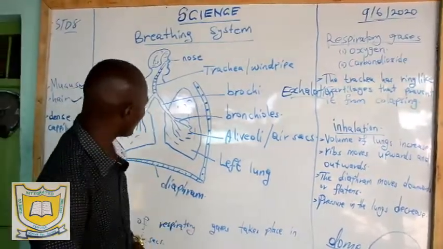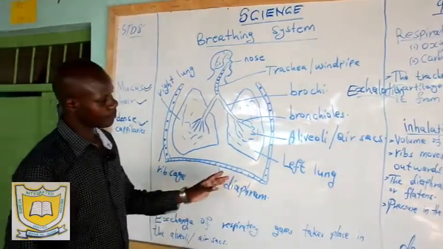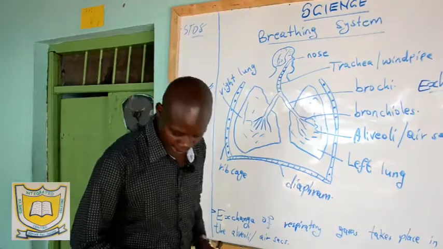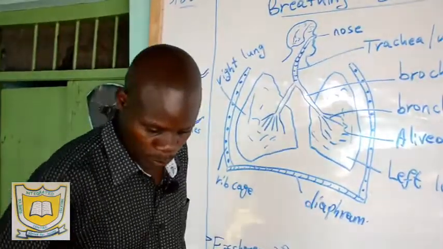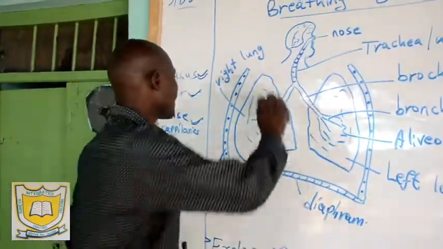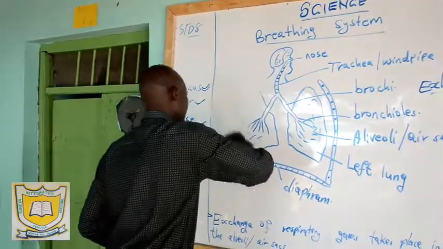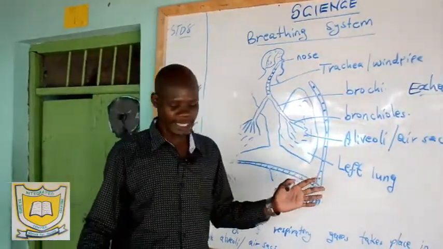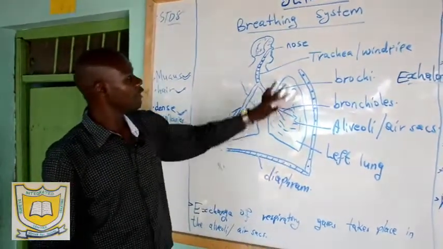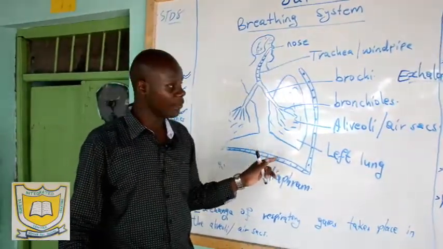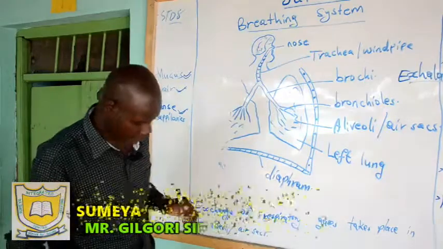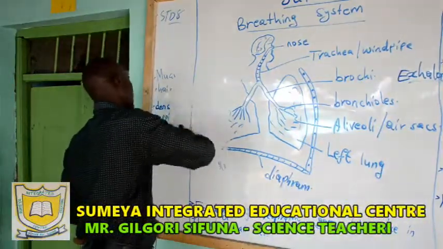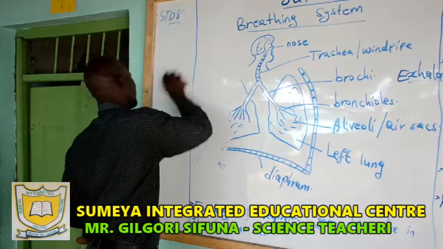So we have talked about the breathing system, and I said we will cover the two which are found in standard 5, the breathing system and the digestive system. There are very many questions in KCPE revision papers. The booster, you will find very many questions from the breathing system and also the digestive system. So allow me to move to the second part, which is the digestive system.